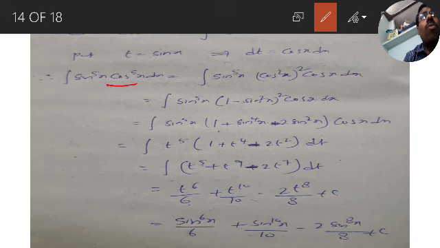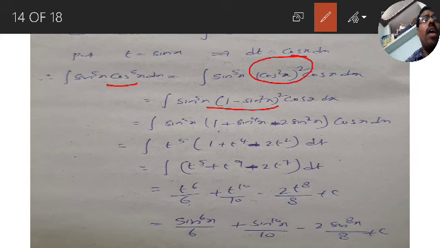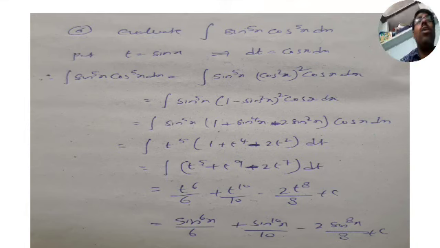Only here cos power of 4 can be written as cos power of 4 into cos x. Cos power of 4 can be written as cos square whole square. In place of cos square you can write 1 minus sin square, and squaring and substituting t and dt, you get the final answer. Are you getting, guys? This is my answer.